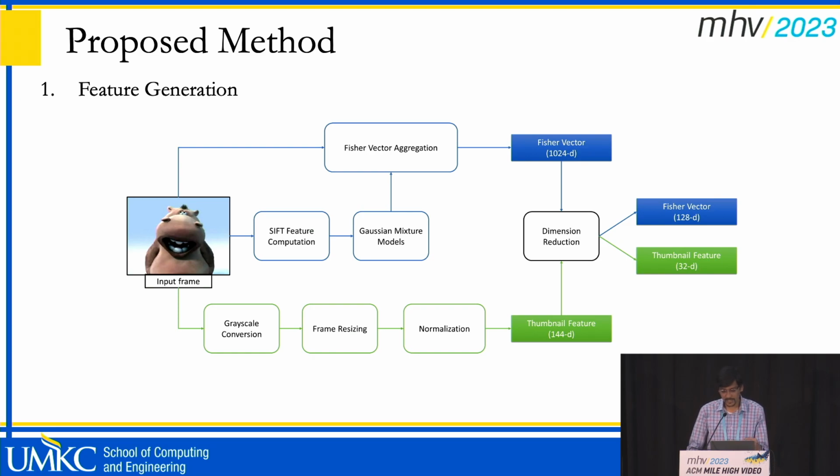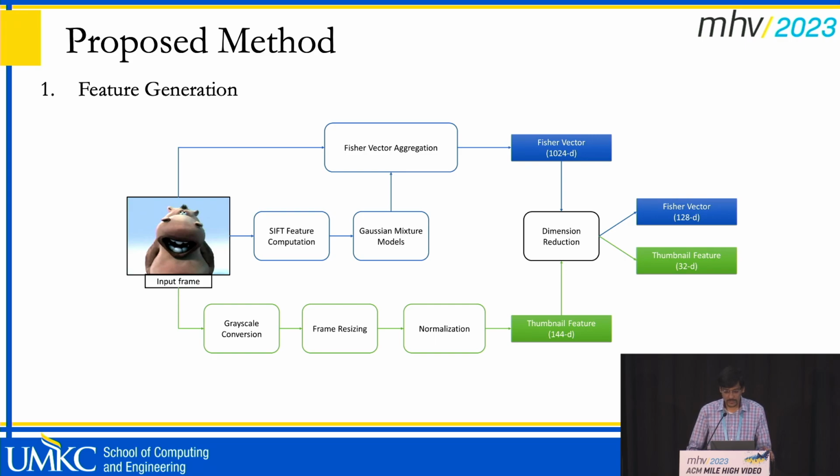You see the blue lines, we can extract the SIFT features. SIFT features are key points in the image, and then we can train a Gaussian mixture model. Using the trained Gaussian mixture model and the input image, we can run Fisher vector aggregation, which aggregates the features to give a robust feature representation for the frame, and we get the Fisher vector of 1024 dimensions.